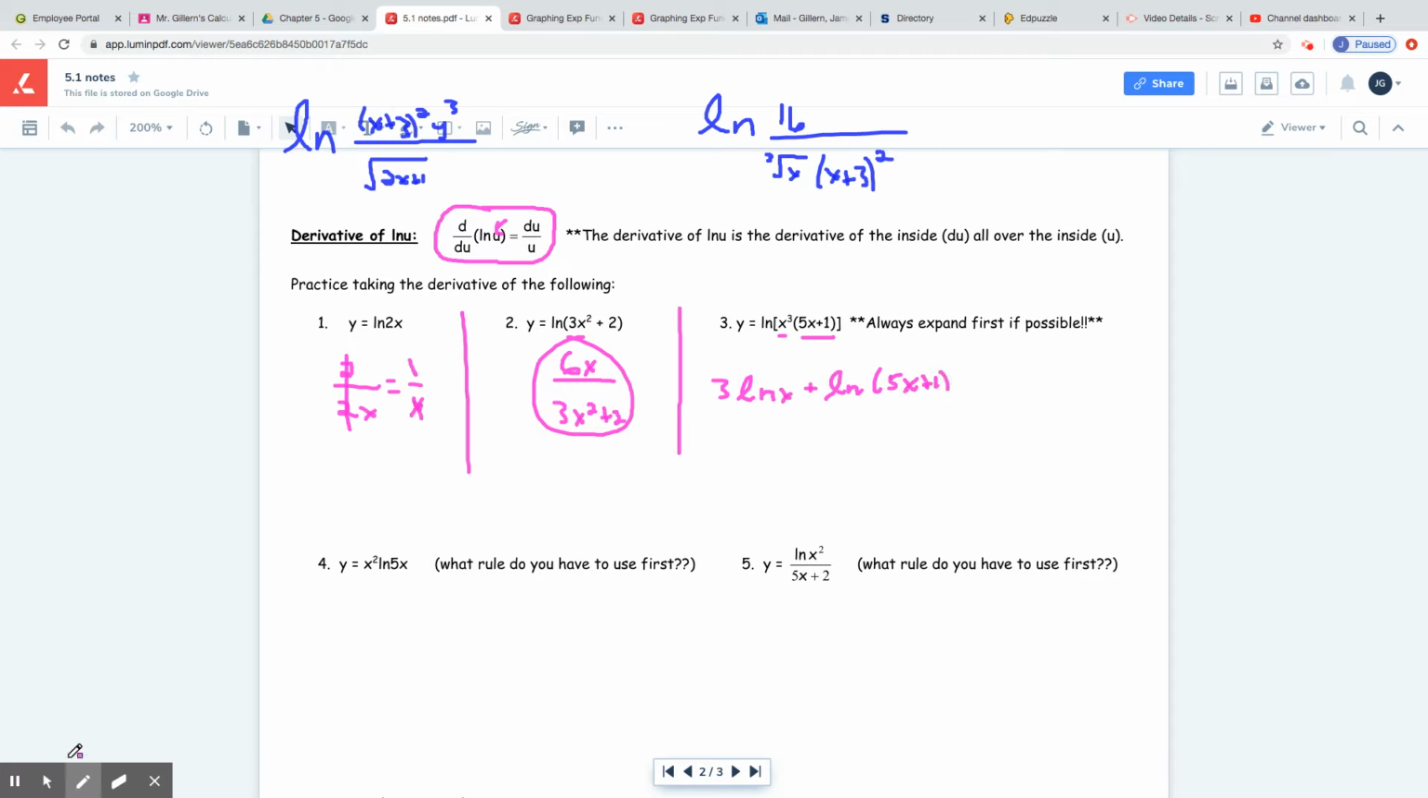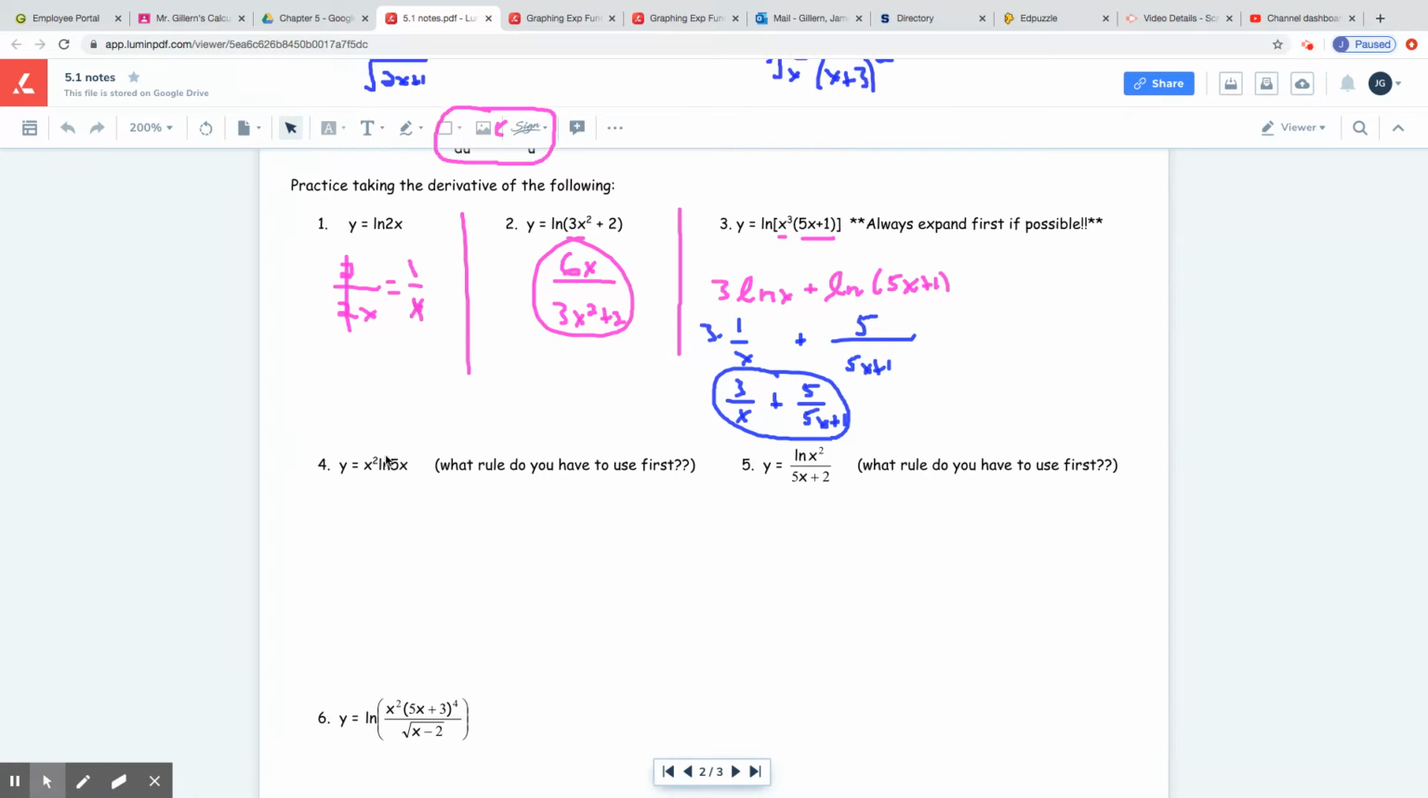Now that I've expanded it, I just take the derivative of the two separate things. It's 3 times the derivative of natural log of x. That's the derivative of the inside, which is 1, over the inside, which is x. So that's 3 over x. Remember, the derivative of natural log of x is just 1 over x. Plus the derivative of the inside, the derivative of 5x plus 1, which is 5, over 5x plus 1. So this derivative is 3 over x plus 5 over 5x plus 1, and you are going to leave it like that.